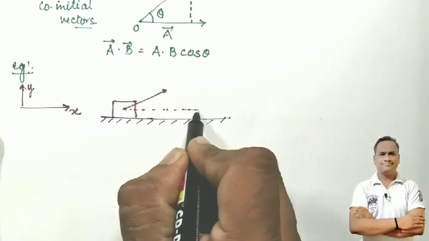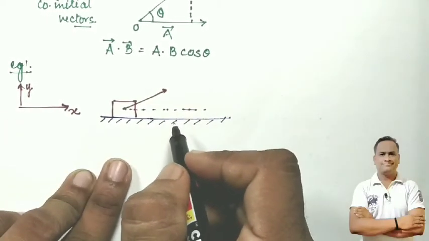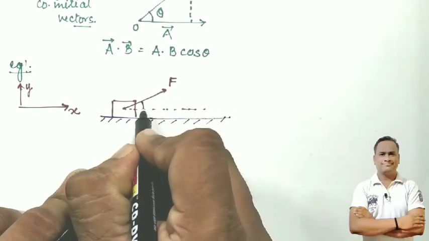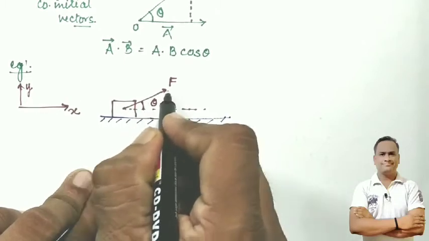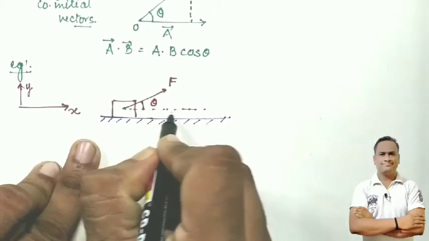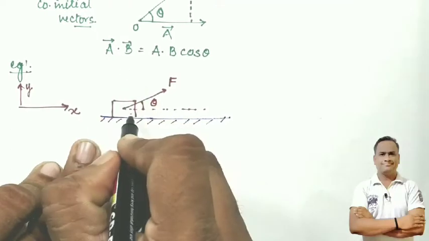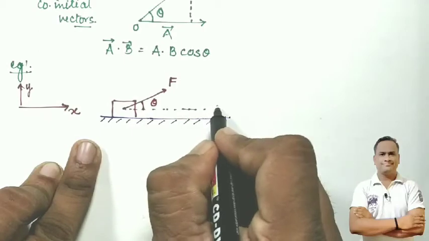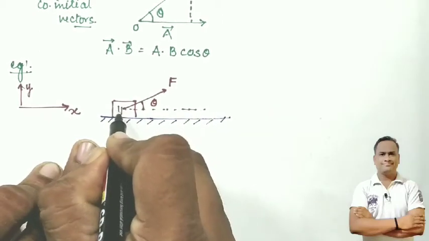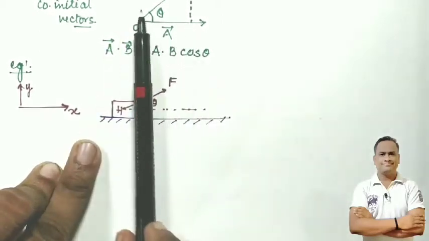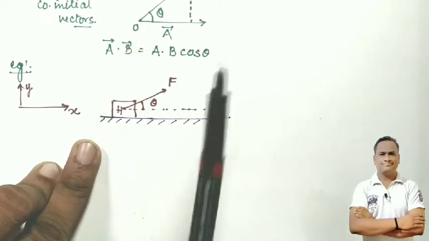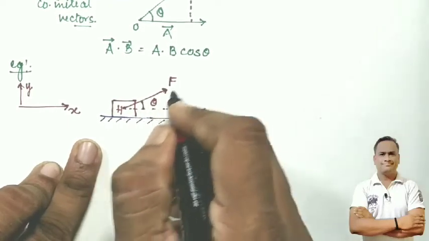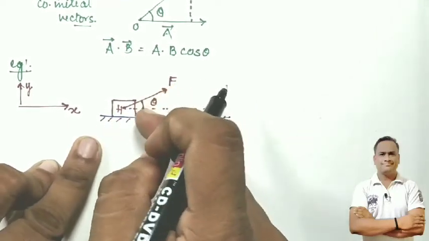Okay students, what we are considering is a force F acting at an angle theta with the horizontal. Here the force is acting not along the vertical, not along the horizontal. Here the force makes an angle theta with the horizontal. This is horizontal, and if it moves in the vertical like this, at 90 degrees it will be vertical. So here the force is acting in a slant, at an angle theta.